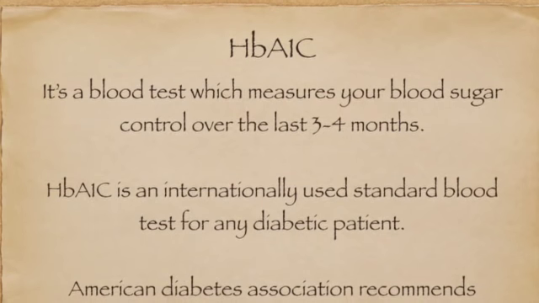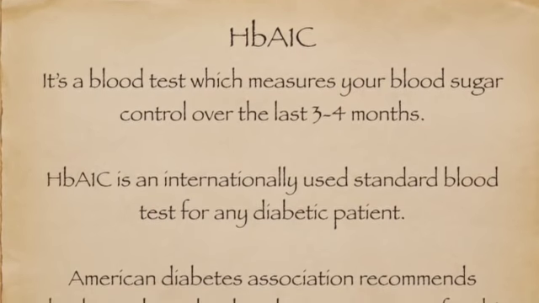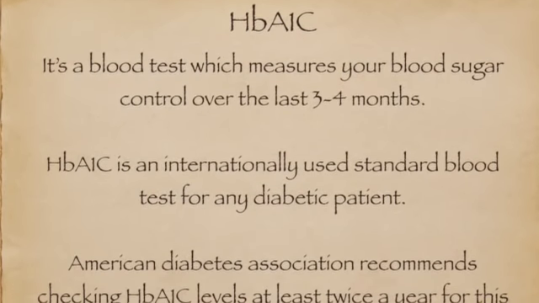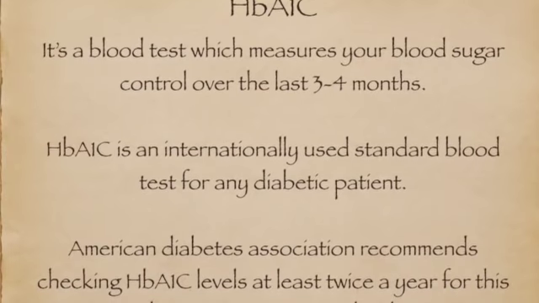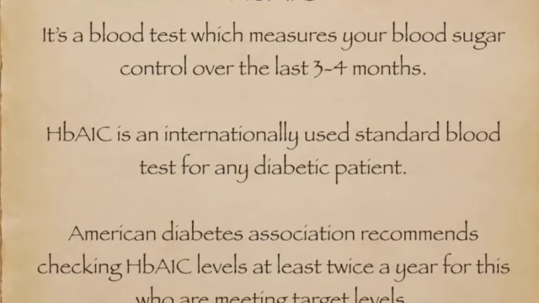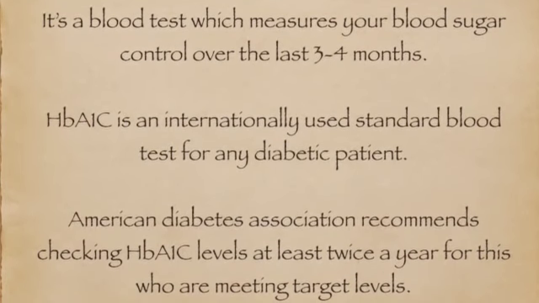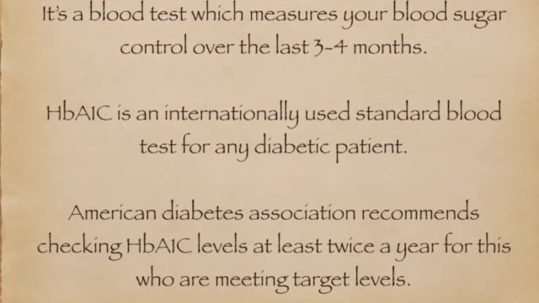So what is HbA1c? It is a blood test which measures your blood sugar control over the last 3 to 4 months. HbA1c is an internationally used standard blood test for any diabetic patient. American Diabetes Association recommends checking HbA1c levels at least twice a year for those who are meeting target levels.